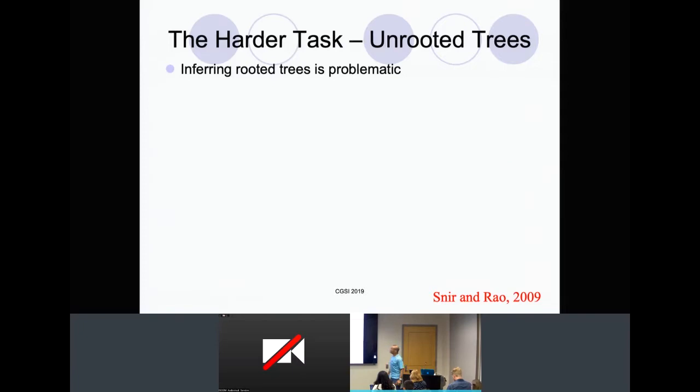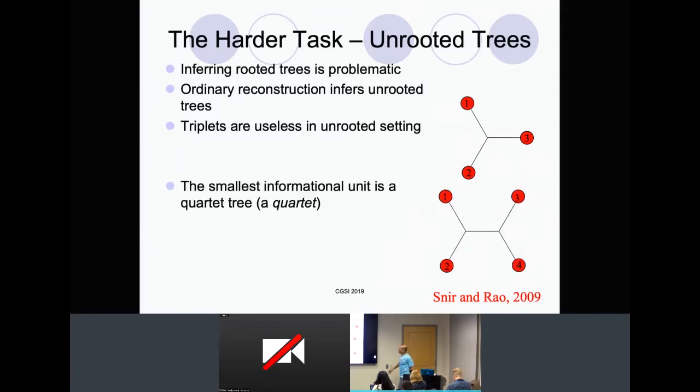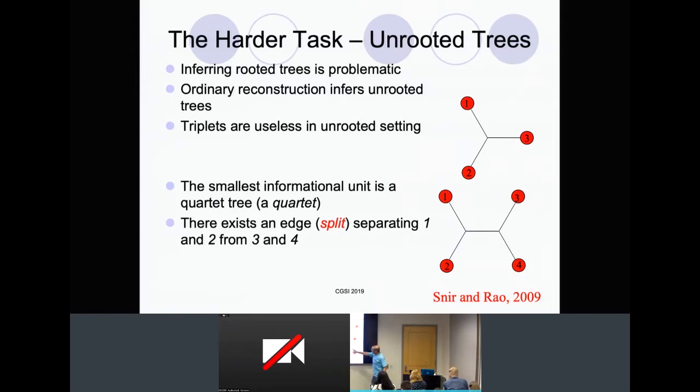But the harder task is to deal with unrooted trees, and unrooted trees go like that. Here there is no information: 2 and 3 versus 1, you don't have any information. While here, have a look at a quartet. Here, one and two are topologically separated from three and four. Here, you cannot say anything. It is too small a piece of information. Here, you have one more element that gives you the information, and it says that one and two in the big tree are separated from three and four.